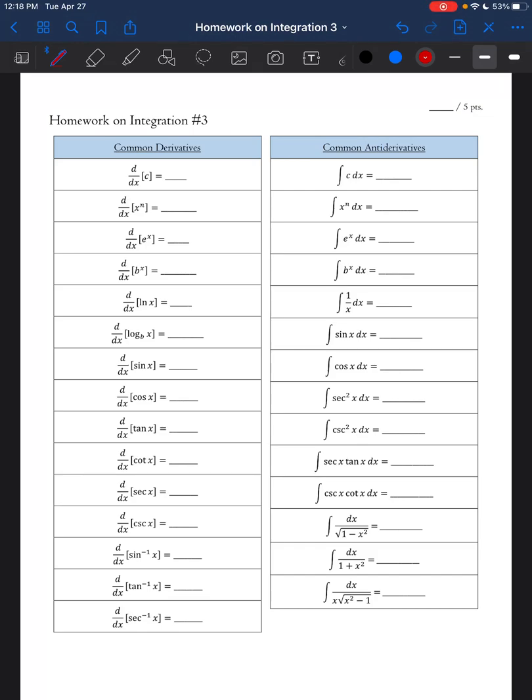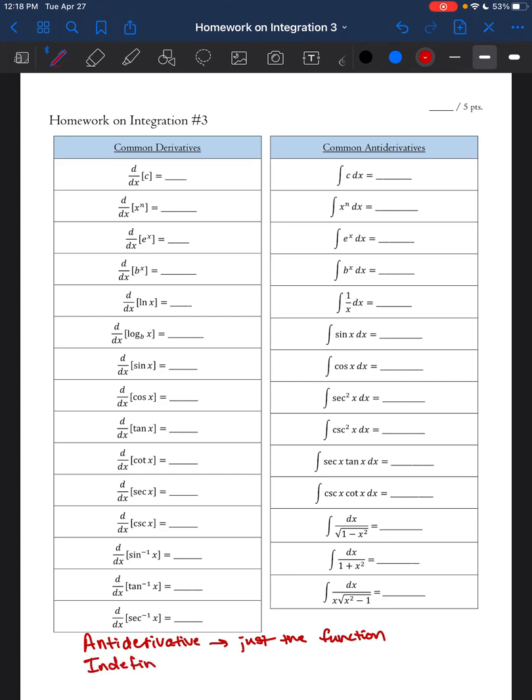So before I get too involved in this, a couple of things that I want to remind you of before I get too in-depth into these derivatives and antiderivatives. I want to remind you the difference between an antiderivative and an indefinite integral. So an antiderivative is just the function. It's just whatever expression I want to find.